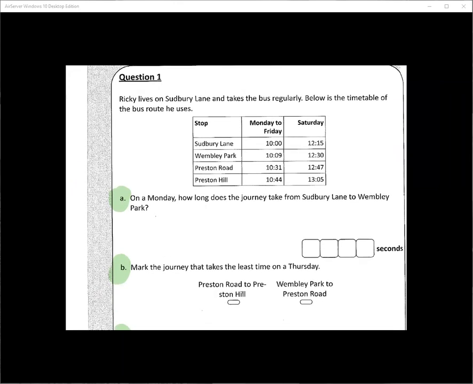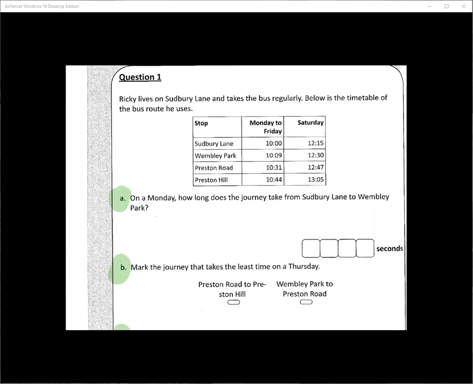Question number 1. Quite a few of you got this one wrong. Hamza, join me in question number 1, please. Go. Vicky lives on Sudbury Lane and takes the bus regularly. Below is the timetable of the bus route he uses. On a Monday, how long does the journey take from Sudbury Lane to Wembley Park?